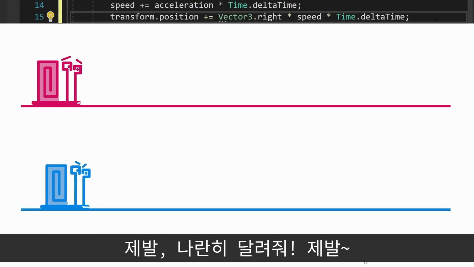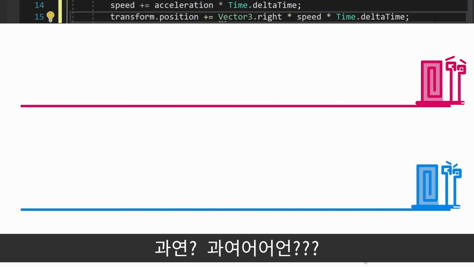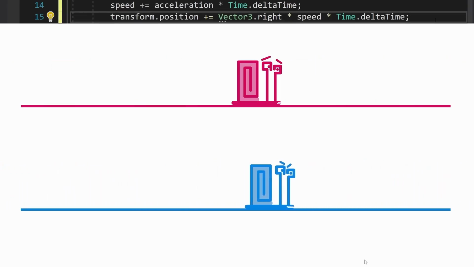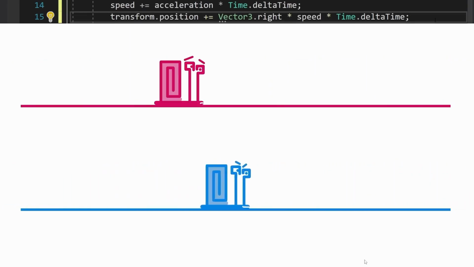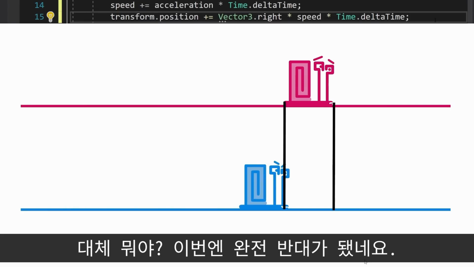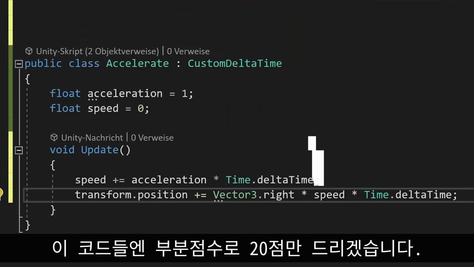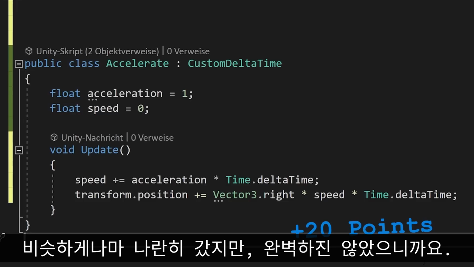Come on, stay next to each other, please, please. Go, go, go. And this time, Betty is ahead. What the hell? This time it's the other way around. But when Betty updated her position, they were definitely not next to each other. So if you got any of the solutions we just talked about, then you only get 20 points. Because this is a good approximation, but it's not entirely correct.